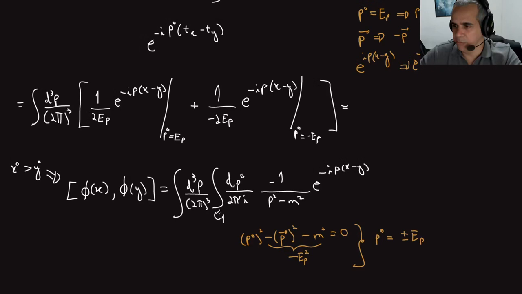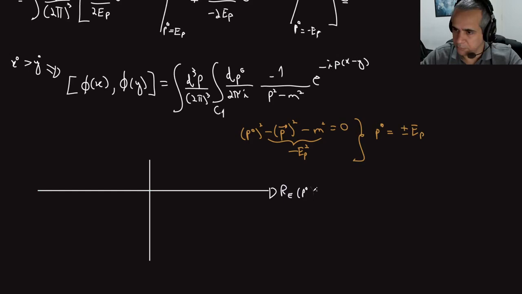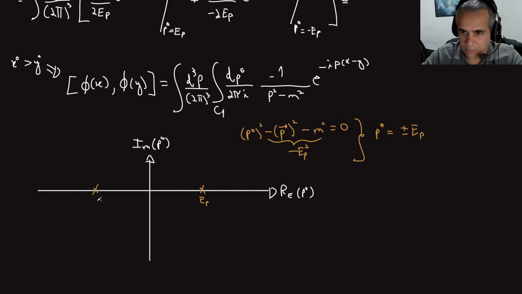And this is also easy, right? So let me first draw the real p0 and imaginary p0 planes. The poles are here, and here, right? At plus Ep and minus Ep on the real axis. And the path of integration must go around these two poles, right?